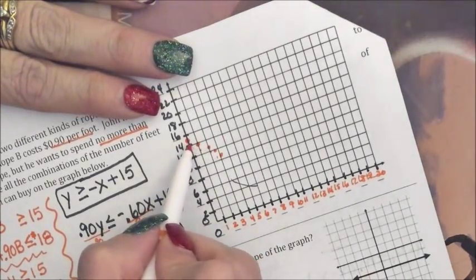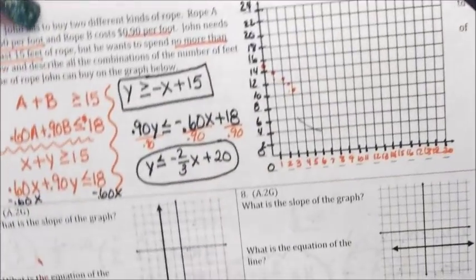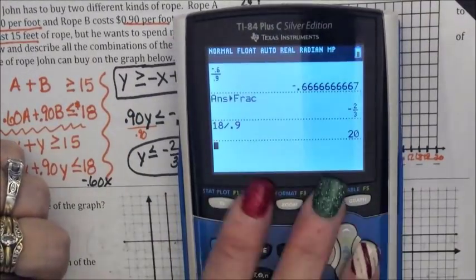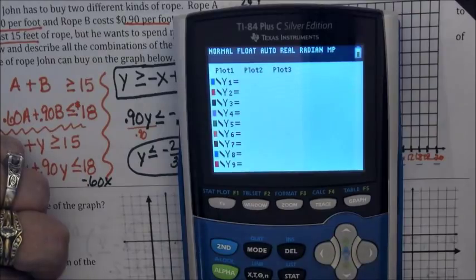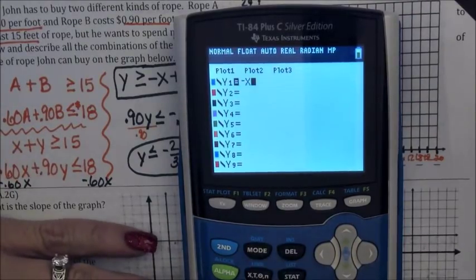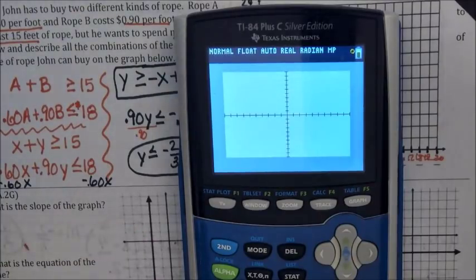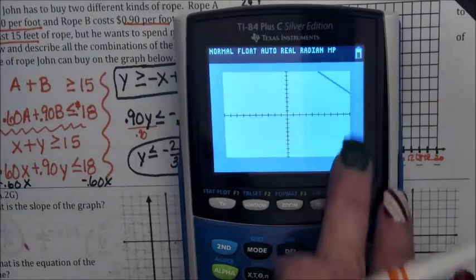Oh, you know what? I should probably see where it's going to cross here. I'm going to go y equals negative x plus 15, and graph it. There it is. Okay, so it's touching way over here.